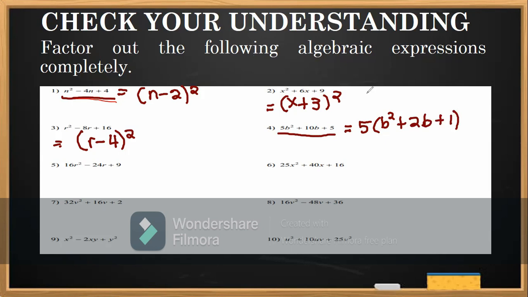So now we can factor out b squared plus 2b plus 1. So the answer for this one is 5 multiplied by b plus 1 squared. Questions? Okay, so let's do number 5. So 16r squared minus 24r plus 9. Okay, so this is 4r minus 3 squared.